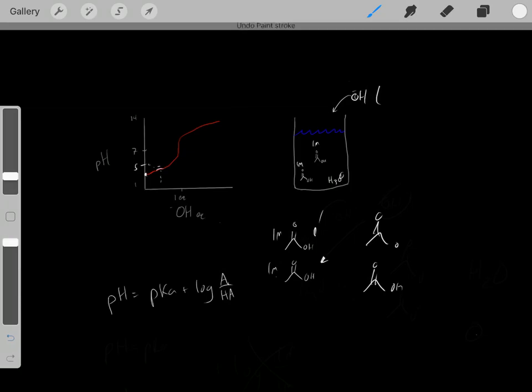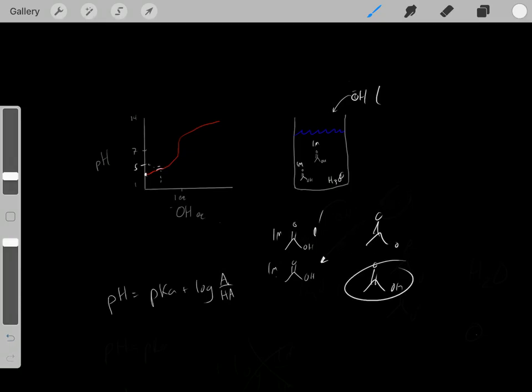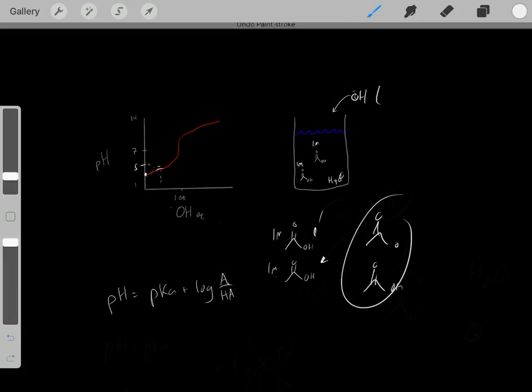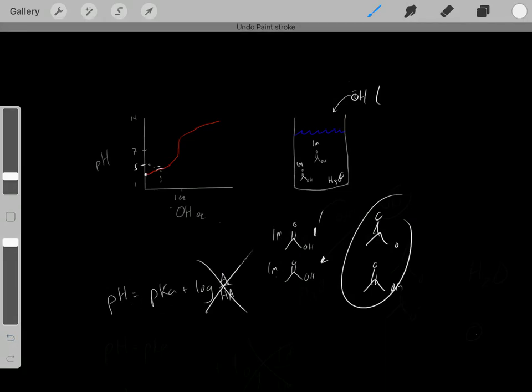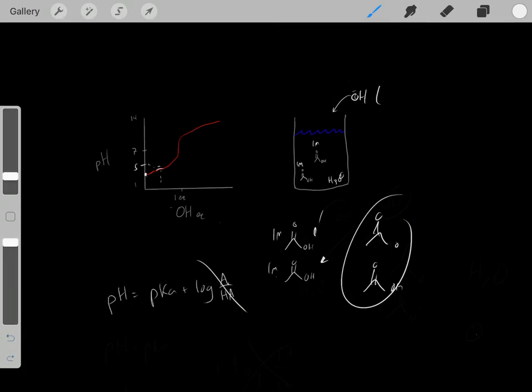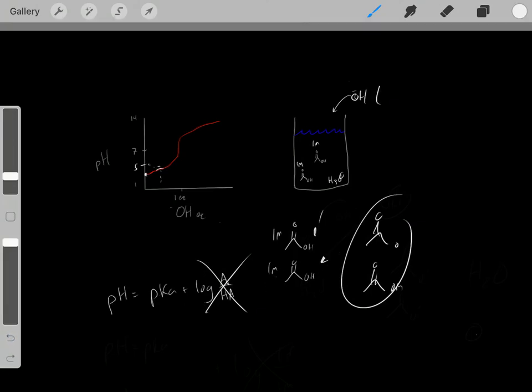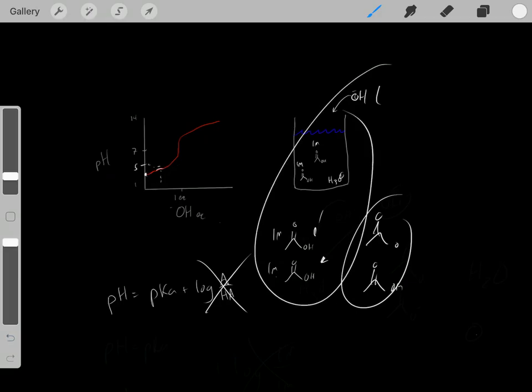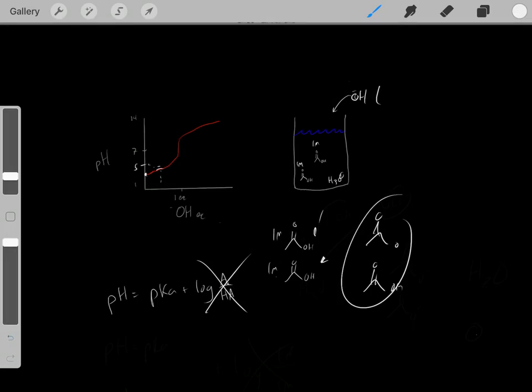So at the half equivalence point, we have even amounts of conjugate base and acid. And when we have even amounts of conjugate base and acid, the pH of the solution equals the pKa, because this gets canceled. So that's one key thing. When we're at half equivalence point, the pH of the solution equals the pKa of the acid. And also that's when it's flat. And again, this is when the solution is buffered. But then once we've added 1 full equivalent, that's when the solution starts to change drastically, and that's when the pH starts to change drastically.